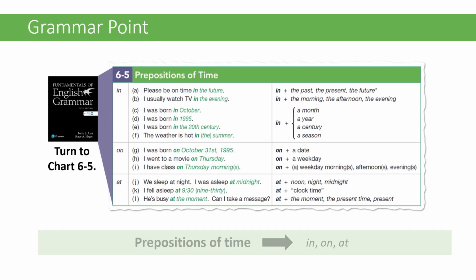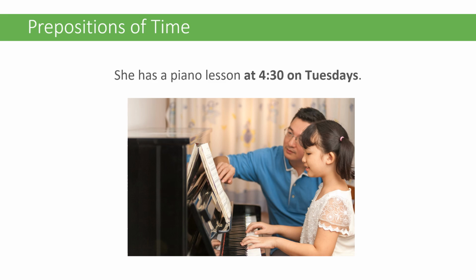We often use the prepositions in, on, and at with time expressions. Let's look at some examples. She has a piano lesson at 4:30 on Tuesdays. What are the prepositional phrases in this sentence? At 4:30 and on Tuesdays. There are actually two prepositional phrases.